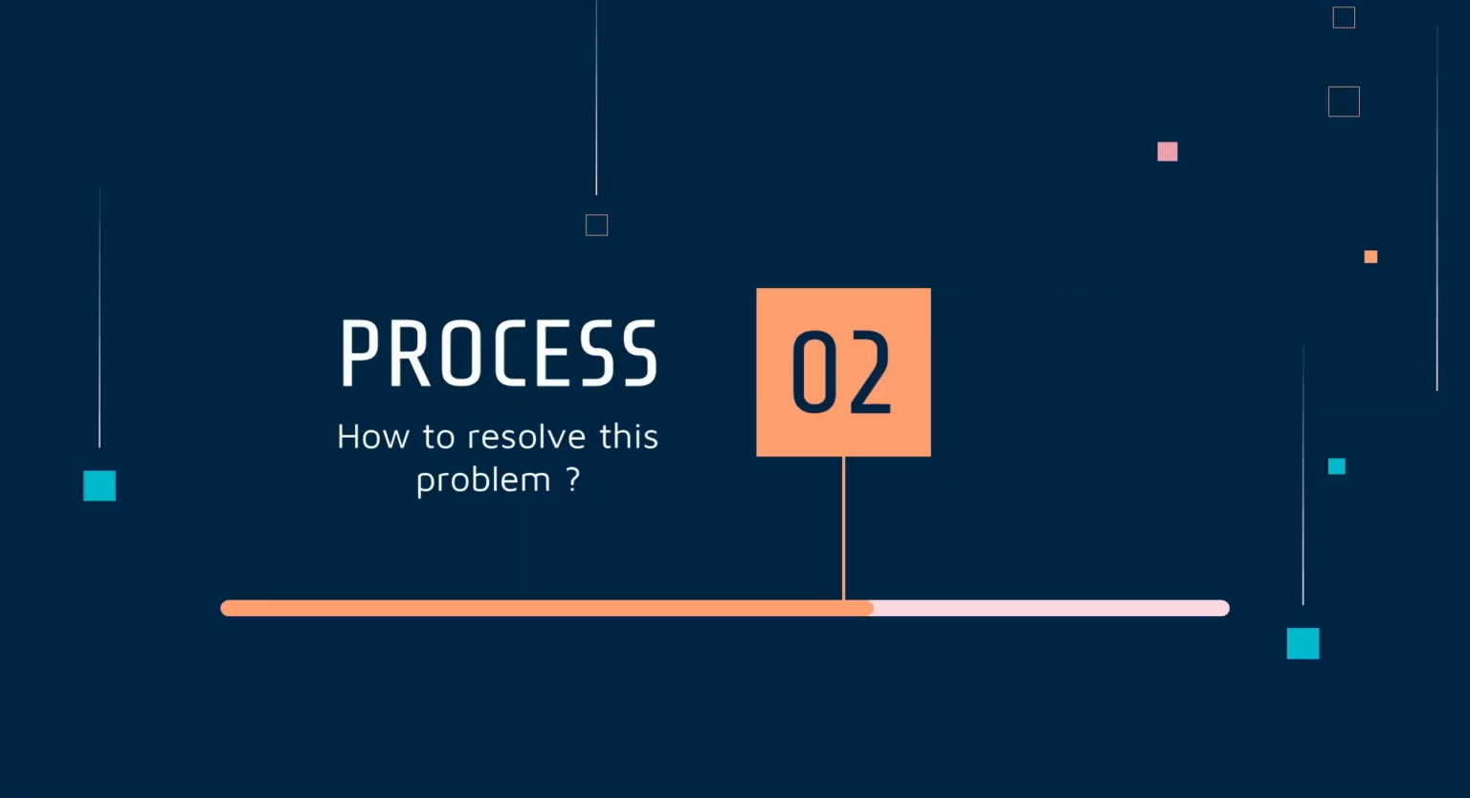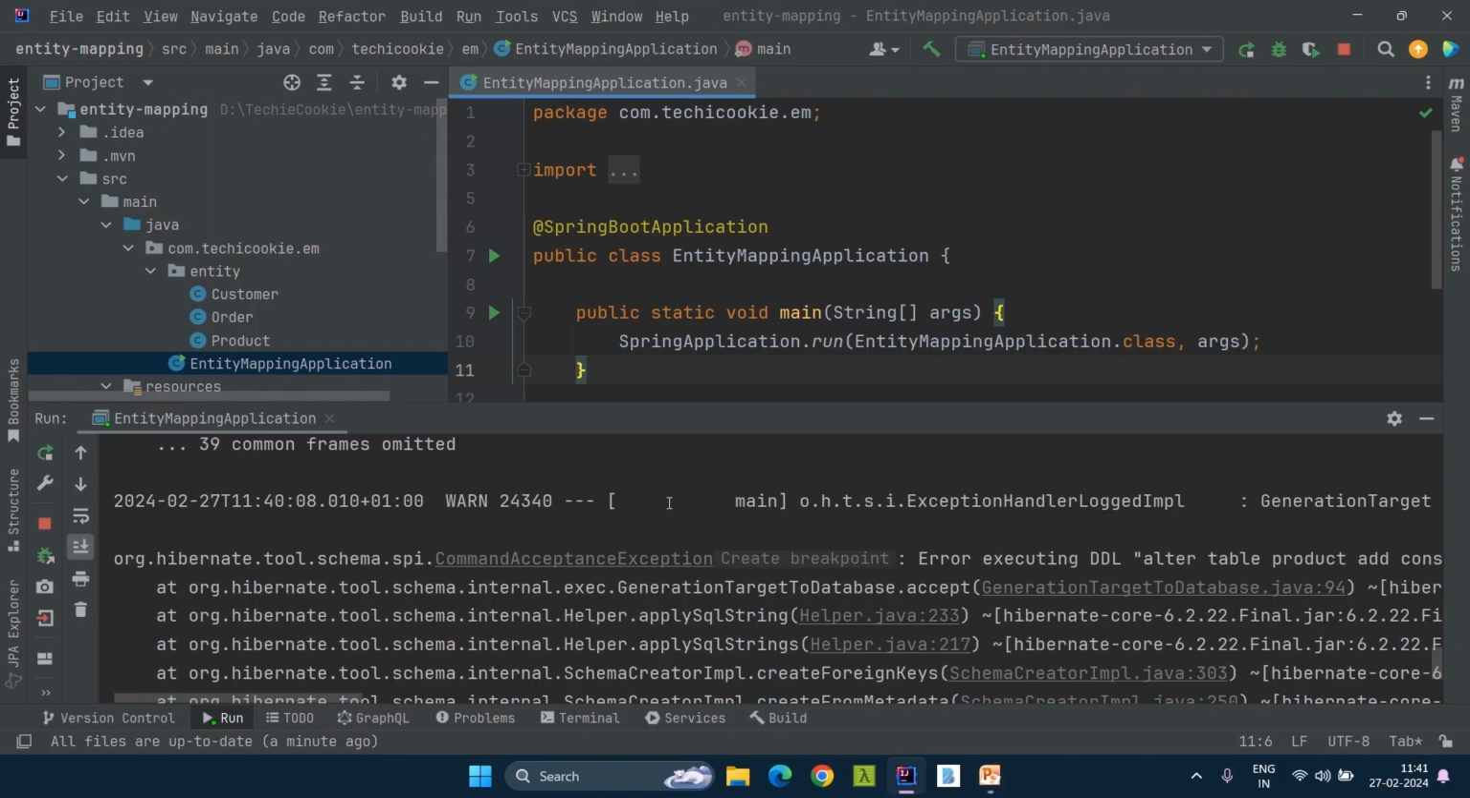All right. So in the second step, as we have seen the problem in the previous step and how it actually comes up in your logs, now we see how we can resolve it. Let's go back to IntelliJ and see what it is. This is where we left off in our first step. Here, if you could see, we have a command acceptance exception, and there are some errors while executing a number of DDL statements on your database.